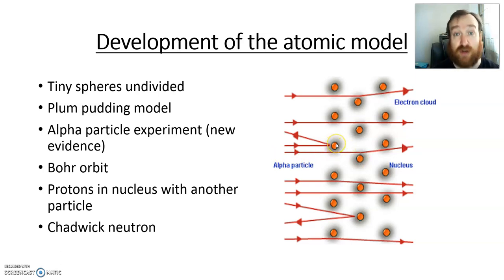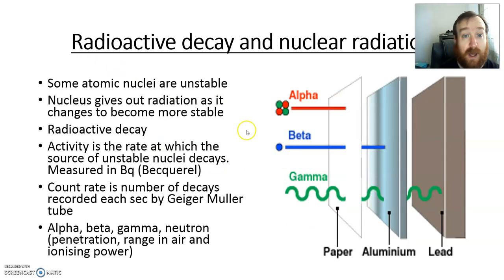The mass is concentrated in the centre as a nucleus. Okay, you need to know the development of those models. That's really important. You also need to know about properties of radiation. So you need to know what the different types, alpha, beta and gamma, can penetrate through. So you need to know that alpha is stopped by paper, gamma has to be stopped by thick lead, and a few millimetres of aluminium will stop beta particles.